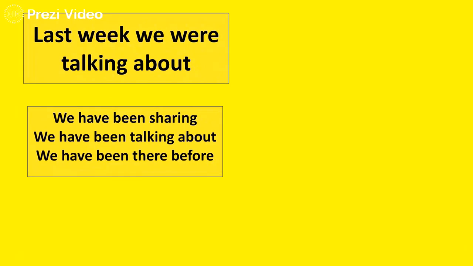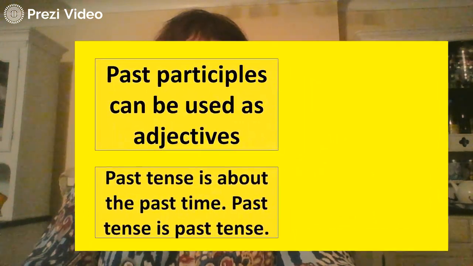So last week we were talking about the things that we did, and we talked about the past tense because the things had already happened. We also looked at the difference between talking about something you've already done and understanding the difference between the past tense and the past participle. So we have been sharing information about ourselves. We have been talking about the past, and we have been learning about the past before, but this week we're looking at, do we know the difference between the past tense and the use of the past participle? Well, let's have a look at this.